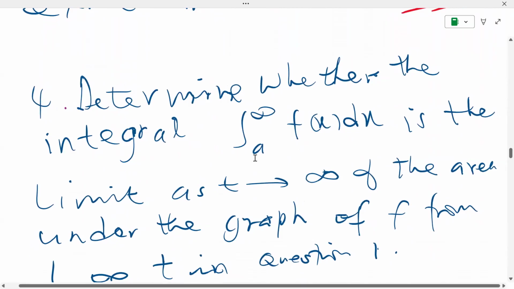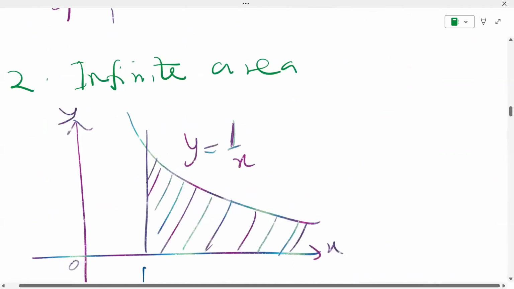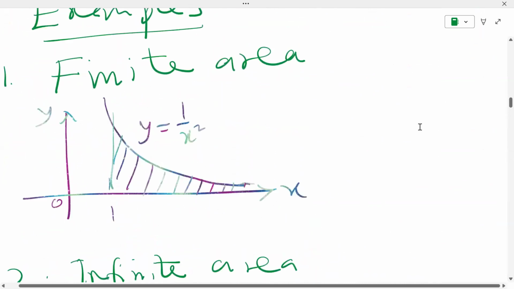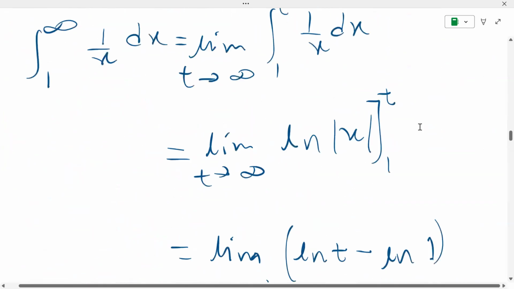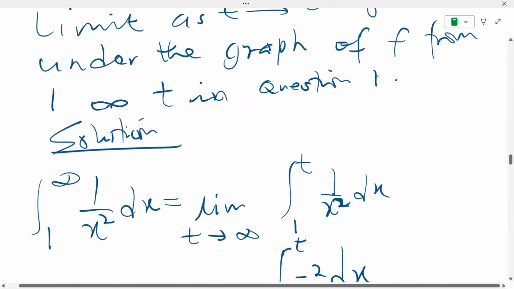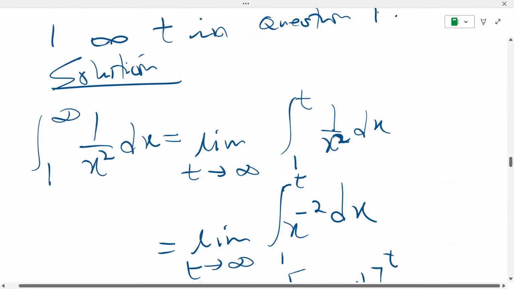Determine whether the integral, as we have it here, is the limit as t approaches infinity of the area under the graph of f from 1 to t. That is in question 1. The first one we did was question 2, and this is question 1. So question 1, we have it as 1 on x squared. Let's go back to the question and do it. We have our integral running from 1 to infinity of 1 on x squared dx. Then we can write it as the limit as t approaches infinity of the integral running from 1 to t of 1 on x squared dx.